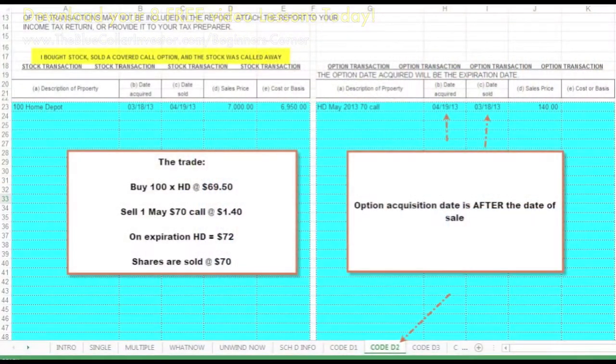So we sell initially before we actually technically acquire that option. The date that the option is acquired is the date that it was exercised, 4/19, but the sale date is the date that we sold the covered call option, which was March 18th. And the price, of course, was $140. Once that information is entered in the blue cells of the spreadsheet, we then turn to the right side, or the white cells, where the following calculations will occur.